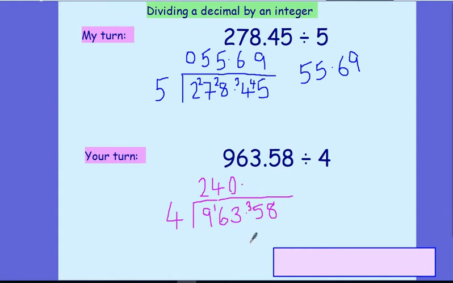How many 4s are there in 35, Ellen? 8. 8 times 4 is 32. Remainder 3. How many 4s are there in 38, Jasper? 9. Excellent. This time we've got a remainder of, sorry, not a remainder of 4. Remainder of 2. How many 4s are there in 20, Ellen? 5. Excellent. So we've got 240.895. Hopefully this is something we've seen before and we're confident with it.